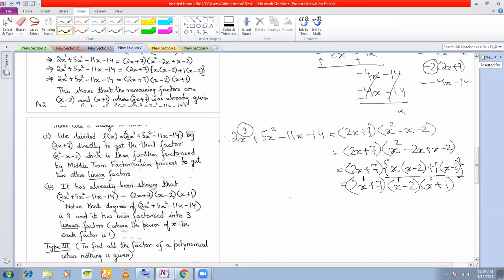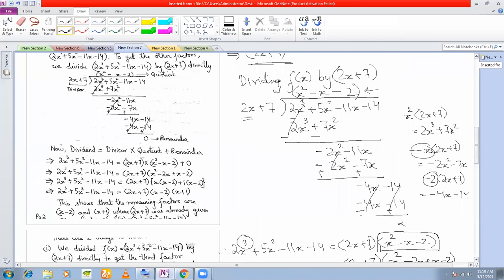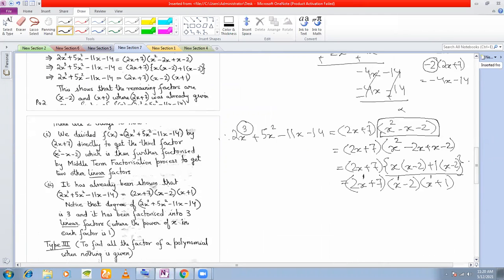Okay. Now sometimes what happens? Tell me. Sir, we have done middle term factorization, x squared minus 2x... Yes, this one we have done by middle term factorization. Yes, because after dividing, we are getting a quadratic polynomial as a quotient, right? So we split this into two linear factors by middle term factorization. Okay. So that is how you split.